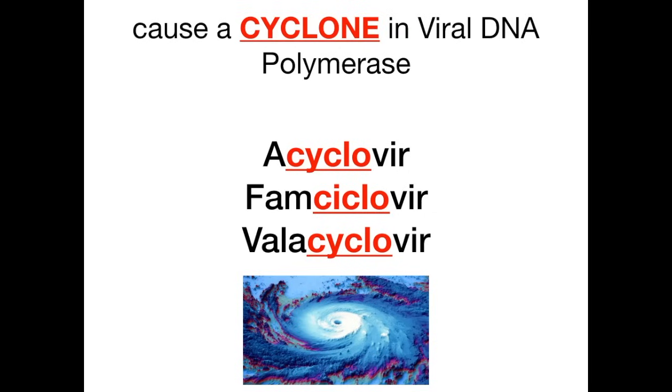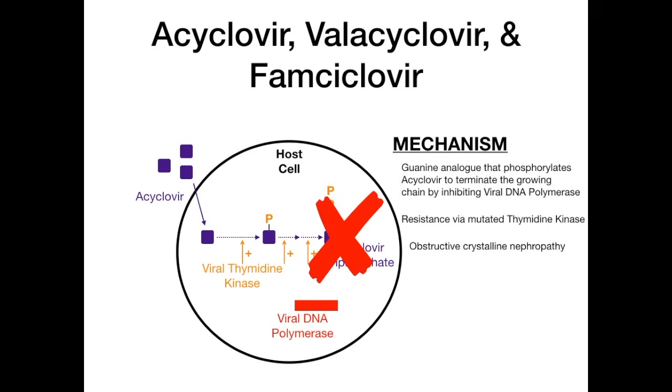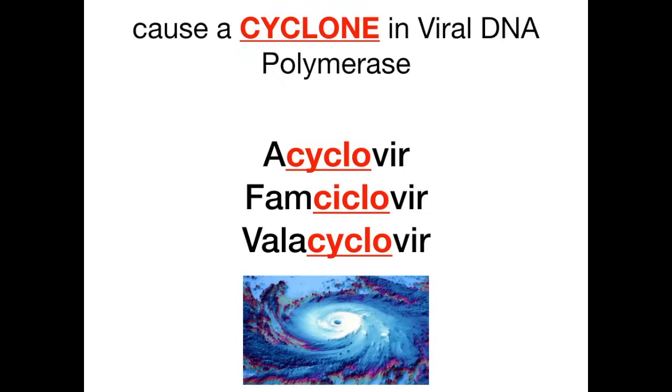So that's a very long-winded discussion about the three cyclo drugs. Again, remember the mechanism, so remember this slide, and understand the mutation of thymidine kinase can render these drugs useless. Remember the obstructive crystalline nephropathy because you've got that long triphosphate chain which will just plant itself in the nephron. And as your mnemonic, just remember that this causes a cyclone in viral DNA polymerase.